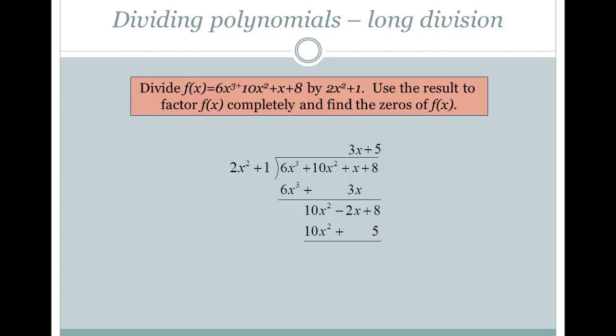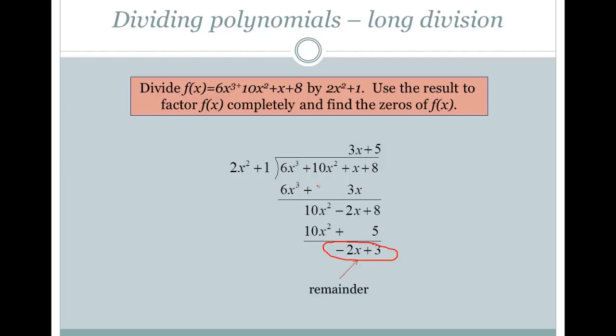Again, I want to subtract. Negative 2x plus 3. Now I say, what can I multiply this by to get this? I can't, because this degree is higher. So this term right there is my remainder. This isn't going to be a factor, and so I'm not going to be able to use this to completely factor and find the zeros. So in this situation, I have a remainder.